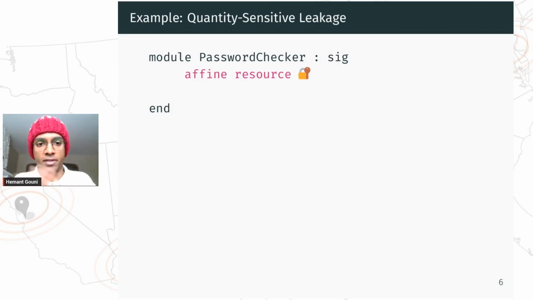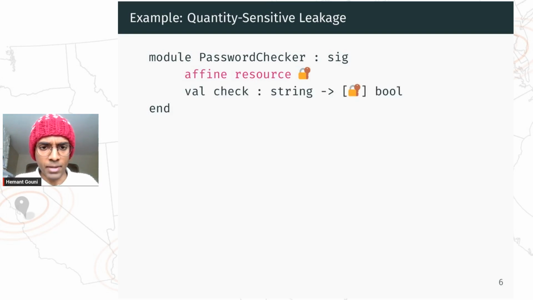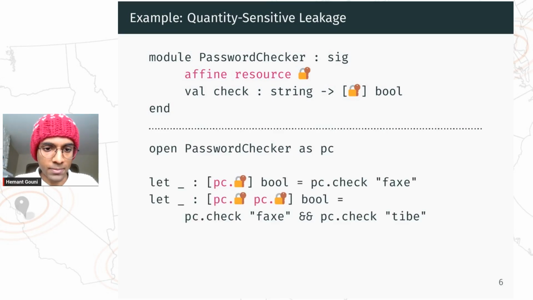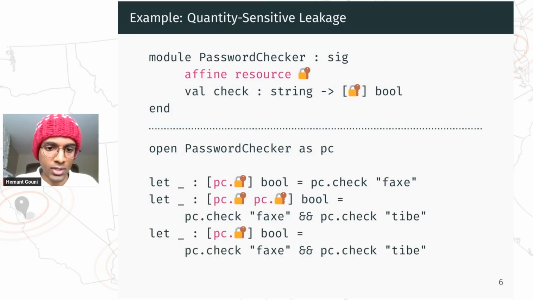where all that affine means is that it's sensitive to quantity. So the number of these lock emojis that appear in a type matters, very similar to the coin from before. We also declare a method check that takes in a password attempt as a string and gives us back a Boolean indicating whether we got the password attempt right or wrong. And that Boolean is annotated with a lock. So when we go to use this thing, if we call check once, we induce a single lock. If we call check twice, we induce 2 locks.